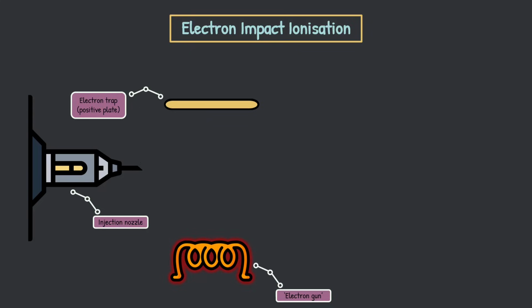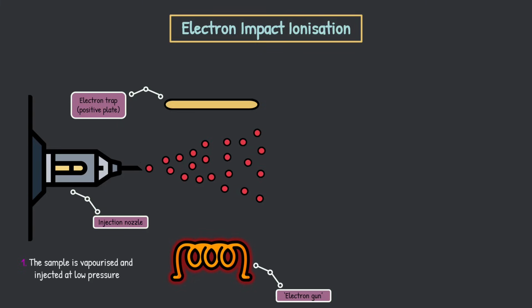And then you have what's referred to as an electron trap. This is just a positively charged plate that's going to attract the electrons from the electron gun towards itself. Okay, so what happens here? The sample again is vaporized and injected at low pressure. Now you'll notice that it's not dissolved in a solvent. That's important to remember, the difference there.